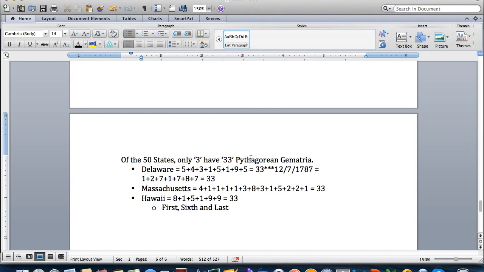And that's also what I started to notice right away. I said, wow, look at this. The gematria of the word matches up with the establishment date. And it's not just true for Delaware. It's true of Thailand and so many other places. It's not just the United States.